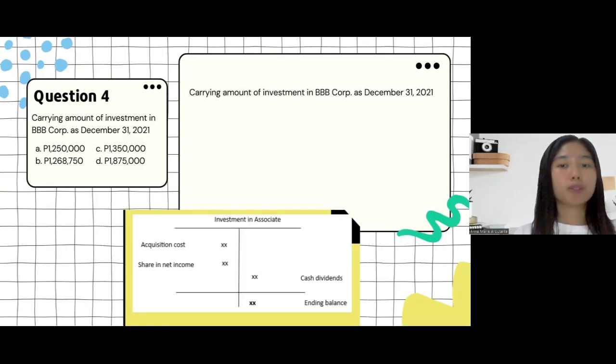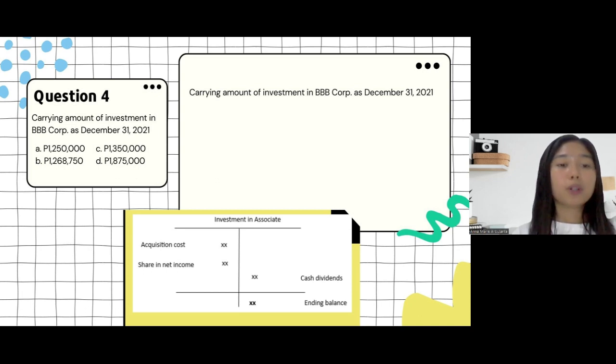Now, for question number 4. What is the carrying amount of investment in BBB Corporation as of December 31, 2021? To get the carrying amount of investment in BBB Corporation as of December 31, 2021, we must first solve the carrying amount as of December 2020, since it was the year Maykawayan Incorporated acquired it.